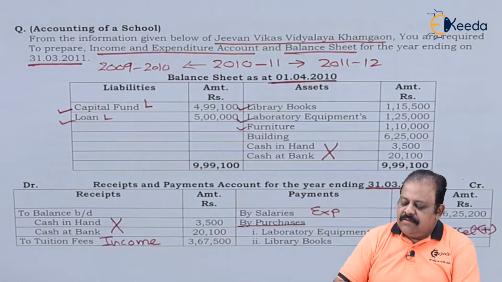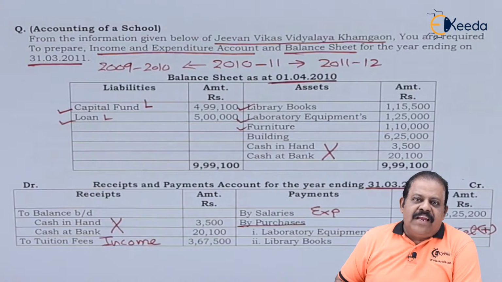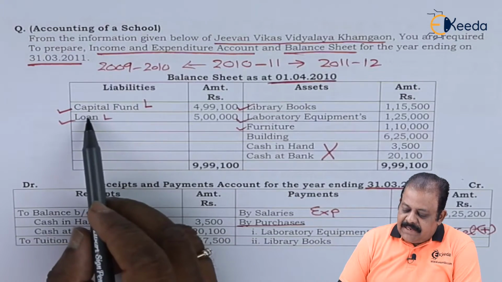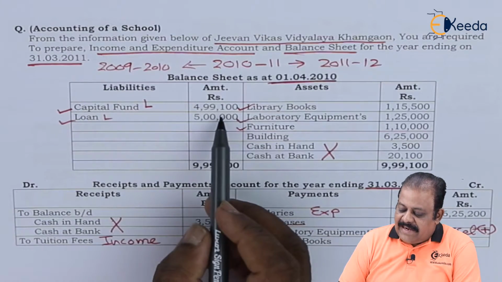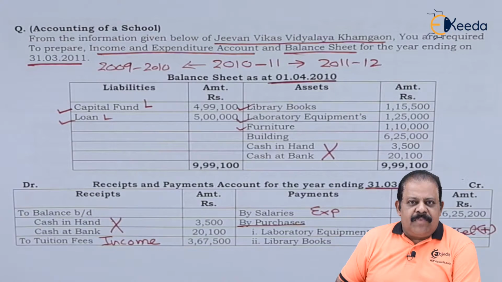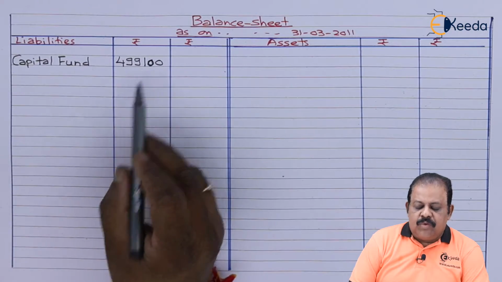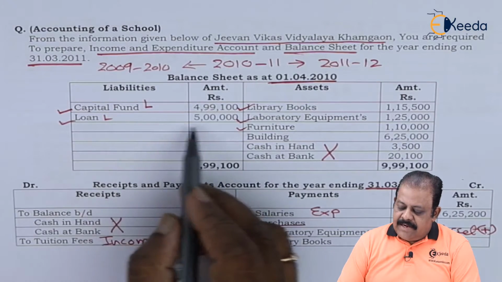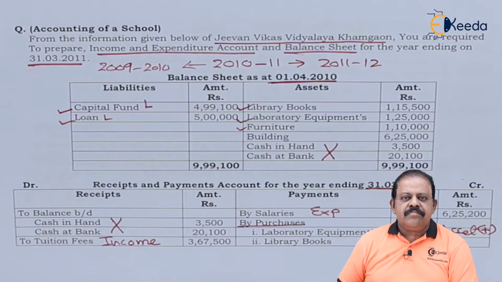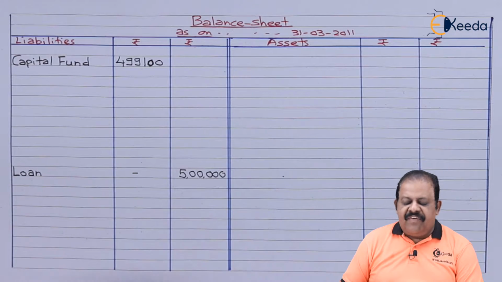Let us start with opening balance sheet. We'll be posting items from the opening balance sheet. On the liability side, we have capital fund 4,99,100. This will be recorded in the closing balance sheet as opening balance. Opening balance of capital fund 4,99,100. Next, there is item of loan 5 lakhs. There is no adjustment on this item. Balance sheet liabilities, loan 5 lakhs.